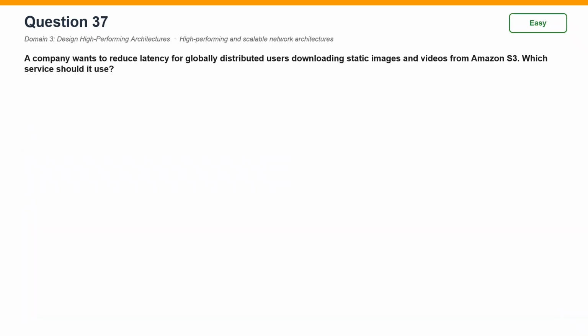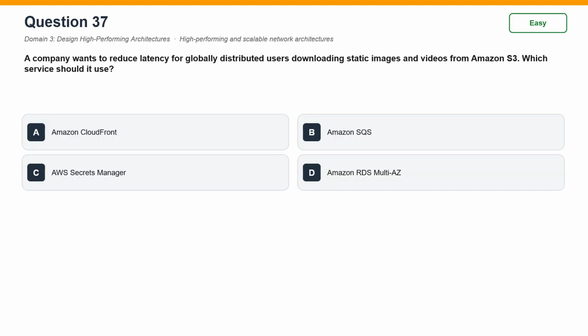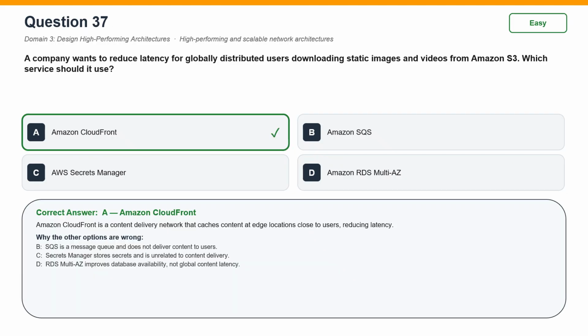Question 37. A company wants to reduce latency for globally distributed users downloading static images and videos from Amazon S3. Which service should it use? The correct answer is A. Amazon CloudFront. Amazon CloudFront is a content delivery network that caches content at edge locations close to users, reducing latency. Now, why the other options are wrong?